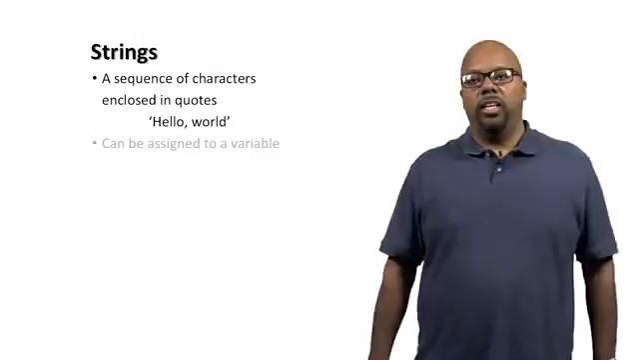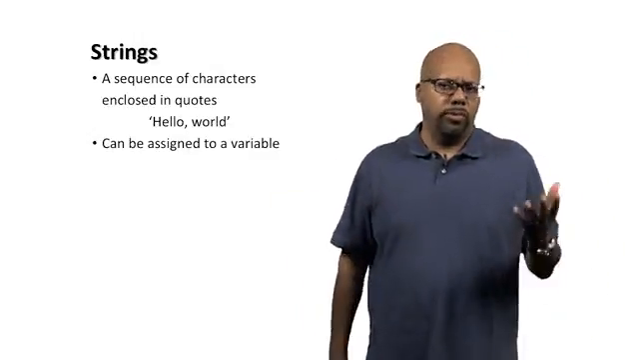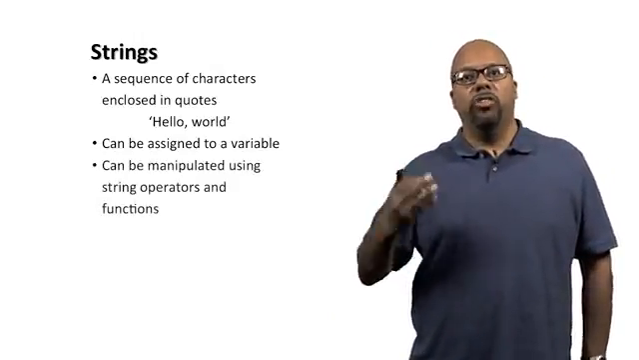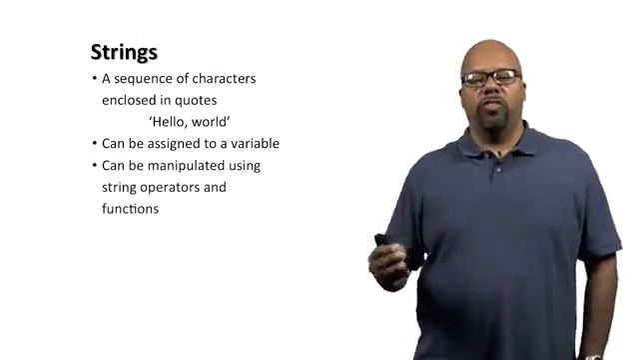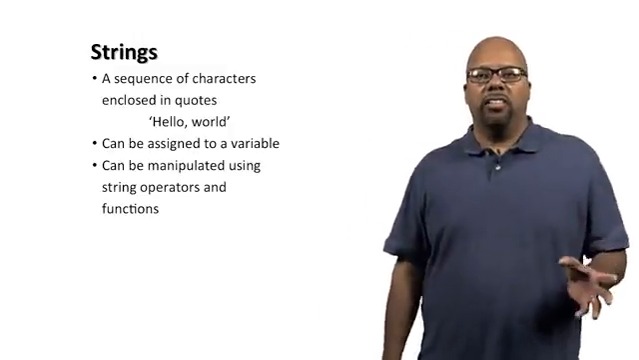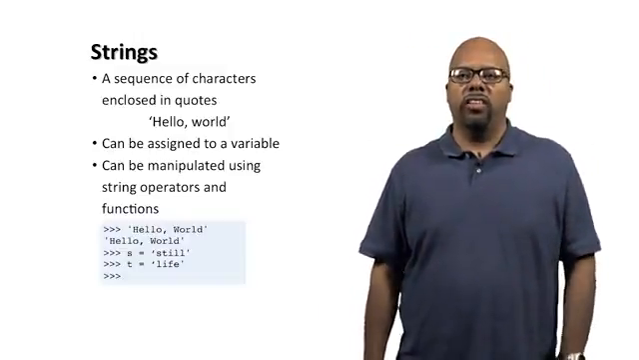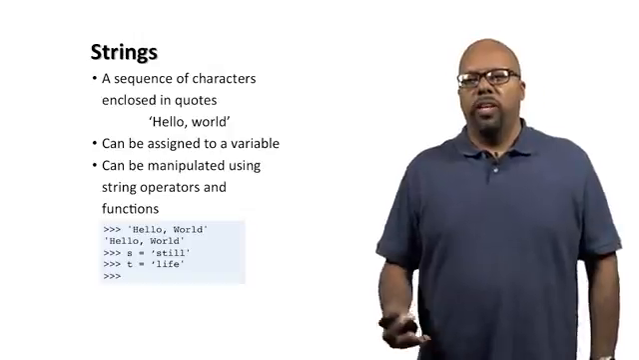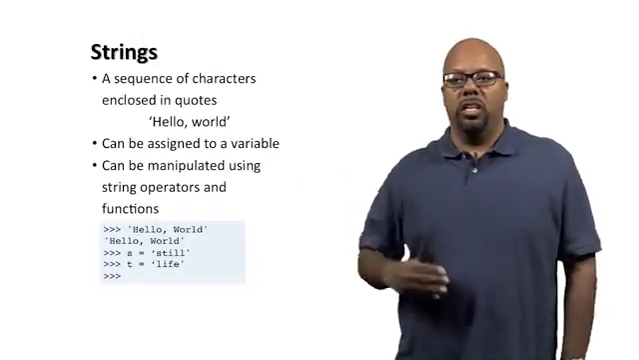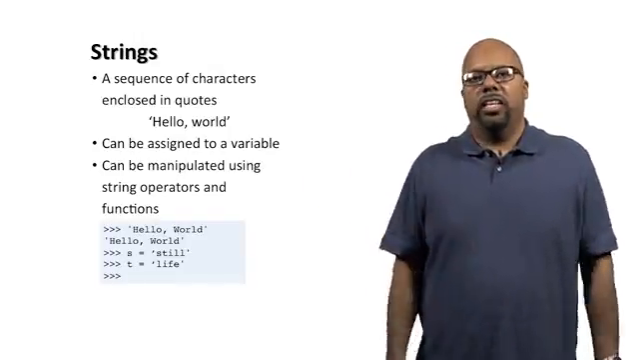So a string is just a sequence of characters. And it can be assigned to a variable, just like anything. So you can say x equals hello world or something like that, and that would work. It can be manipulated, so you can do things to it using string operators and functions, and we'll talk about some of the most common string operators and functions that you use to access certain parts of the string, things like this. So as a small example, you can just type in hello world at the prompt, and it just prints it back to you. You can set variables equal to strings, so s equals still, and t equals life, and that's fine to do.